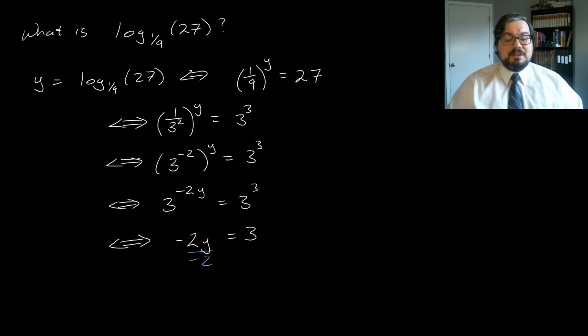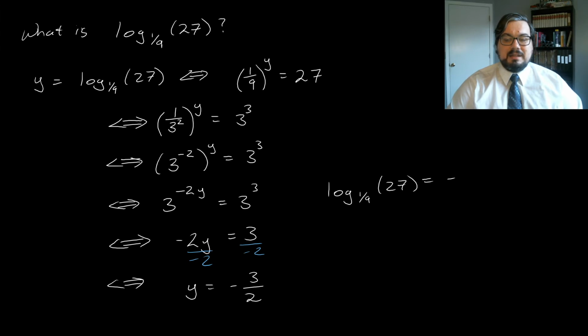And now that we have this equation, solving for y is just a matter of dividing both sides by negative 2, and we get that y is equal to negative 3/2. So our conclusion, therefore, is that log base 1/9 of 27 equals negative 3/2.